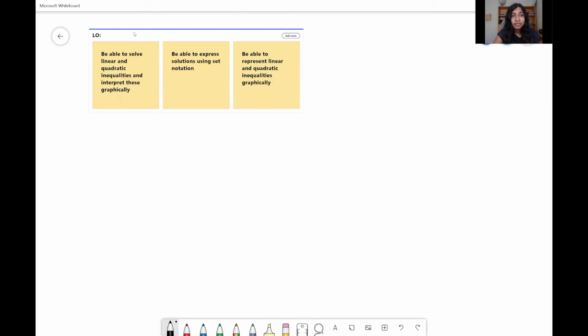So the learning objectives are to be able to solve linear and quadratic inequalities and interpret these graphically, be able to express solutions using set notation, and be able to represent linear and quadratic inequalities graphically.